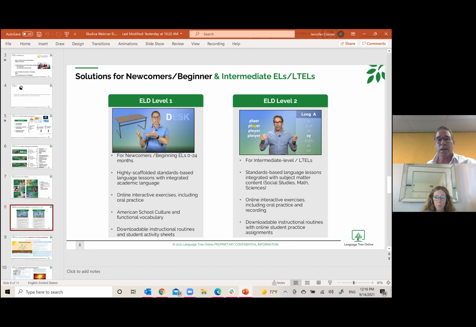The standards-based lessons take on a little bit of a different twist, though. In the lessons here, we are actually accompanying content with the language function or skill. So think of that subject matter, social studies, math, or science, being the passenger in the car with those important language skills and functions being taught. The online interactive exercises include oral practice and recording, but the downloadable practice is actually online. So the students, in addition to doing the online interactive activity, the teacher can assign additional practice for the student to practice at home or in a school setting or in a small group setting as well.